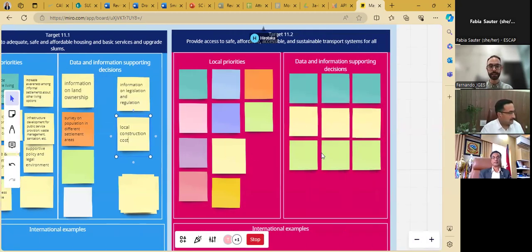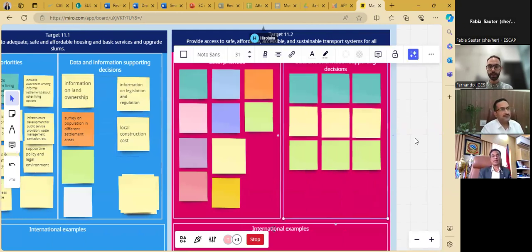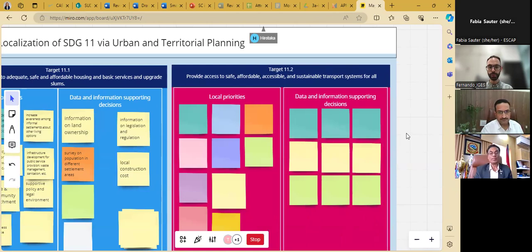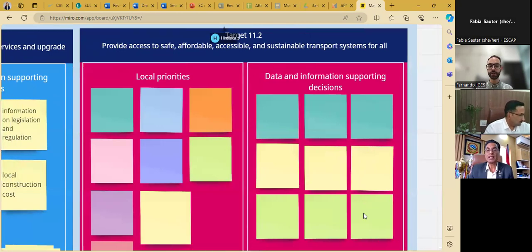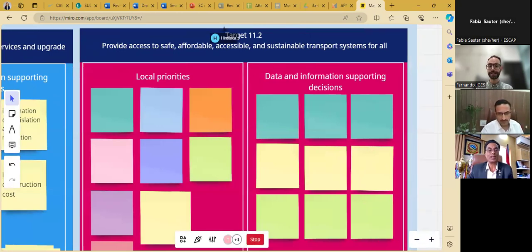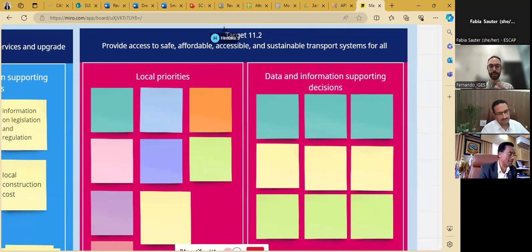So if nobody else has a final comment for target 11.1, we can go to target 11.2, in which we focus on providing access to safe, affordable, accessible, and sustainable transport systems for all. Here we are explaining how to make public transport safe, so regardless of your gender or any condition, you feel safe to use it. Affordable, accessible, so you can really use it, and a sustainable transport mode that doesn't damage the environment for all.